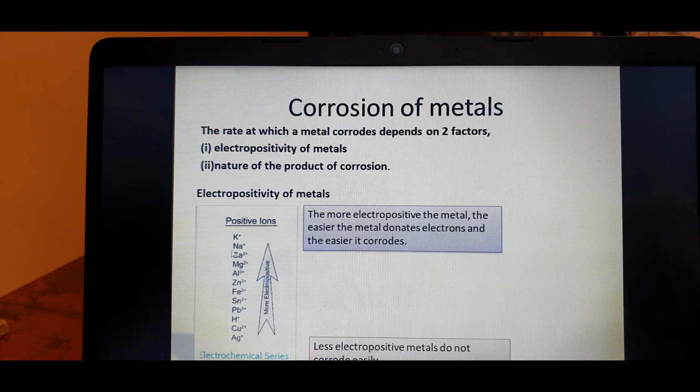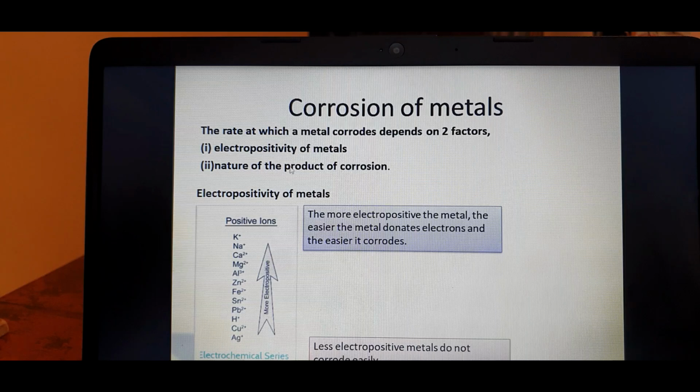This metal can easily corrode. But if you go down, you look at silver, copper and all that, these metals are less electropositive, so they do not corrode easily. So when you talk about the rate of corrosion of a metal, you remember the electropositivity. The one higher above corrodes faster compared to the one below.